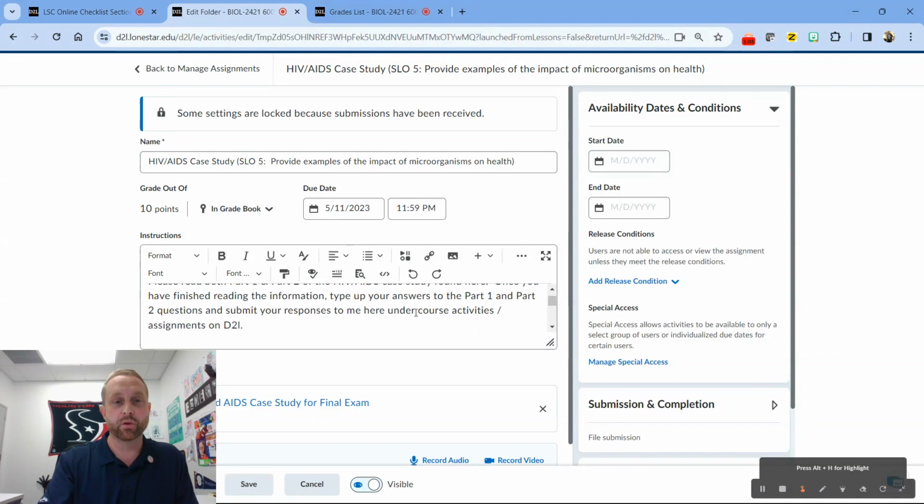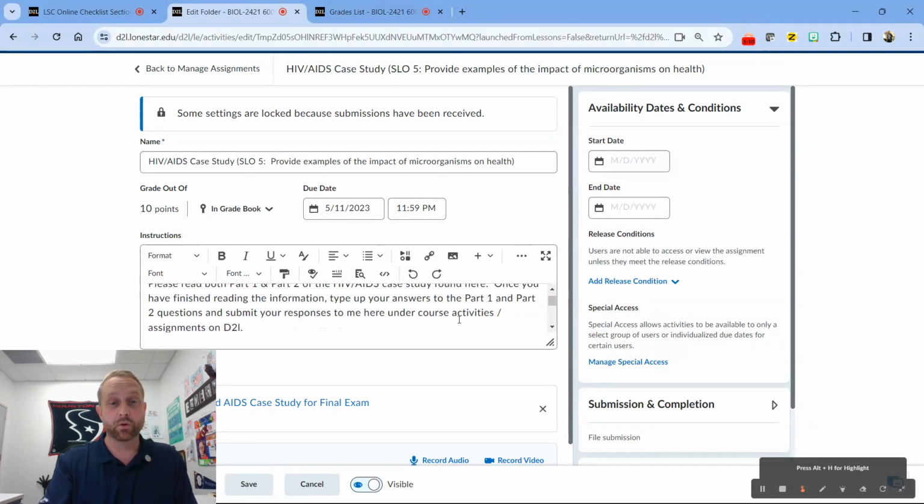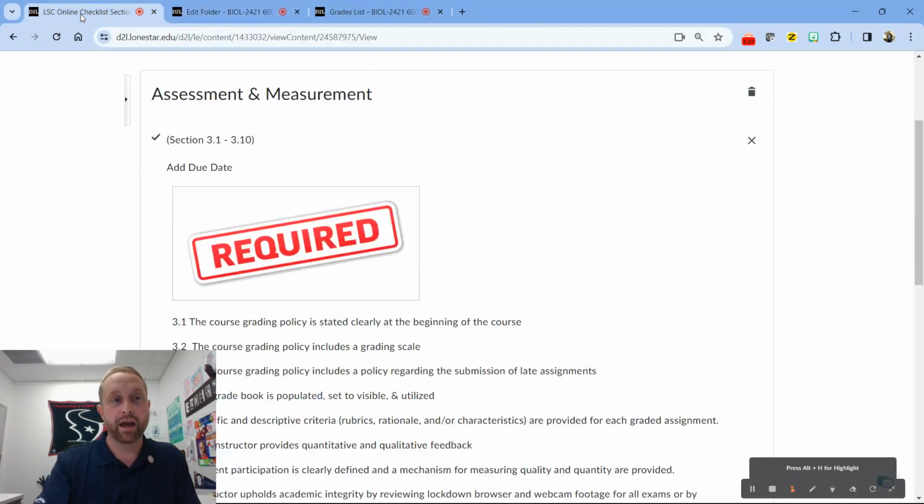And then it tells those students that they will submit that through course activities and assignments, so they know they're going to submit it right here where they went to the assignment. I usually will double this up and also put it in my D2L weekly shell as well, so you can click on it and go straight to the assignments there, rather than having to go to course activities and assignments, but they can go through both avenues to do that.